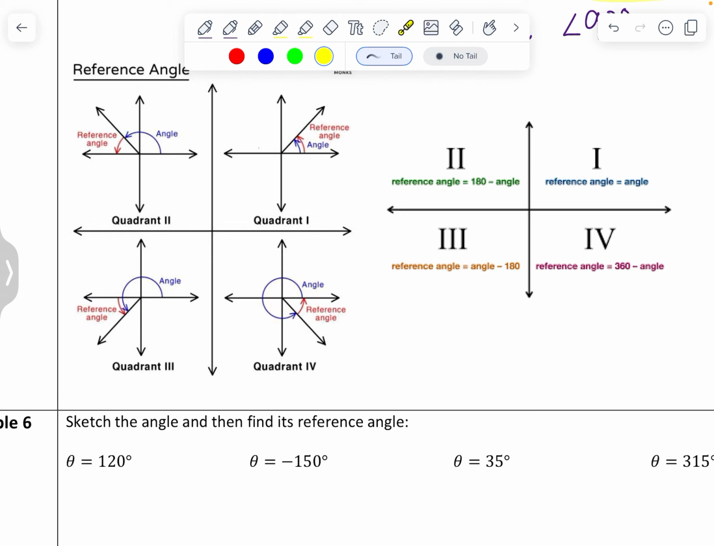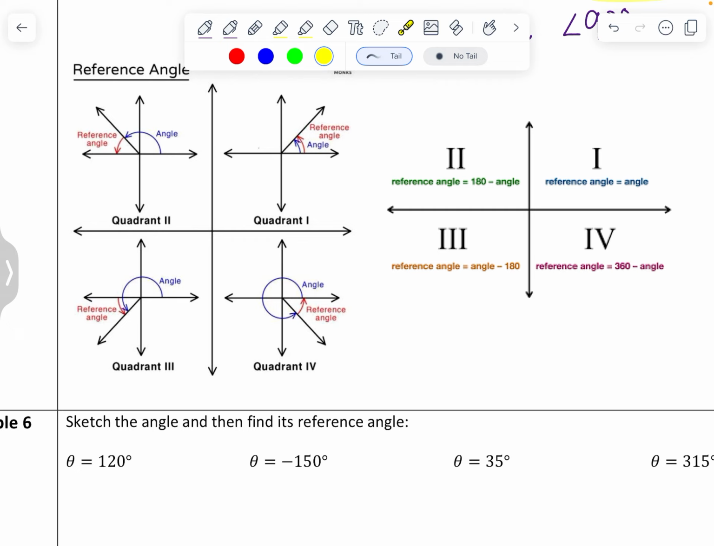In quadrant 3, down here bottom left, you are going all the way past 180. And so to get back to the x-axis, your reference angle is right here. So your reference angle is from the terminal side to the x-axis. It has to make the acute angle, so you wouldn't use this one. And you would take your angle minus 180. So you take your big angle, subtract off the horizontal line, 180, and you'd be left with your reference angle.